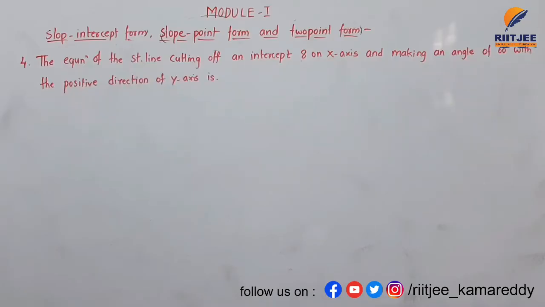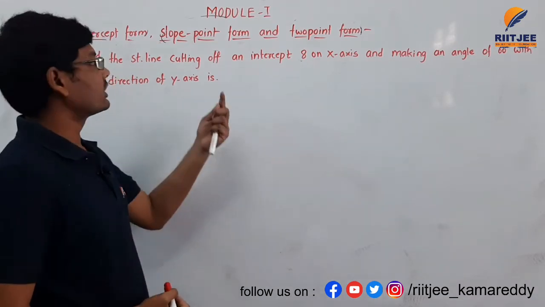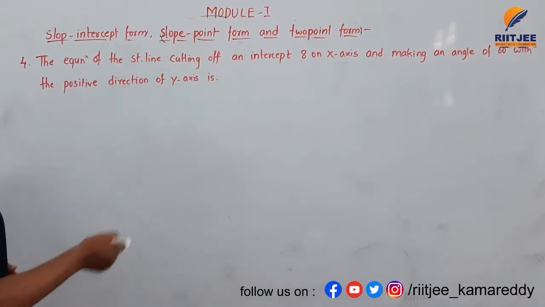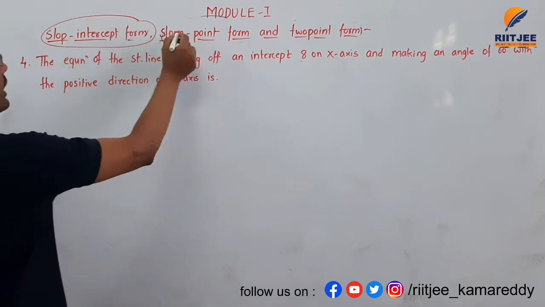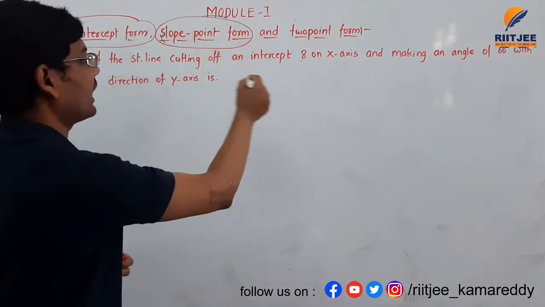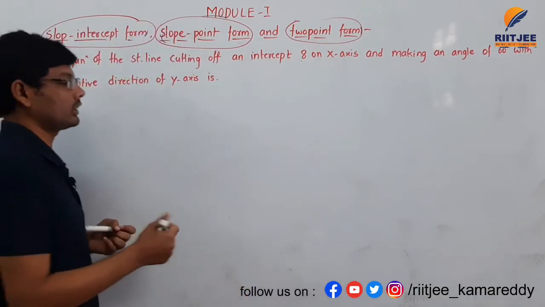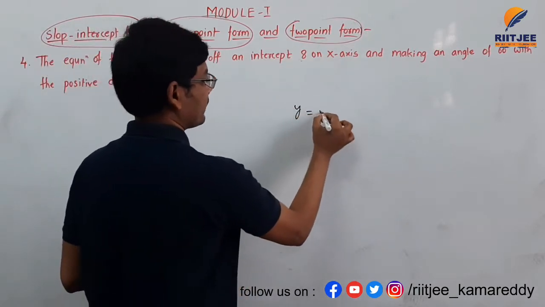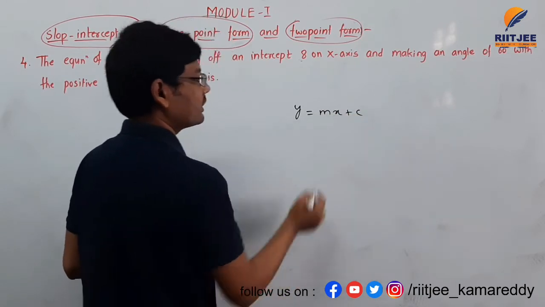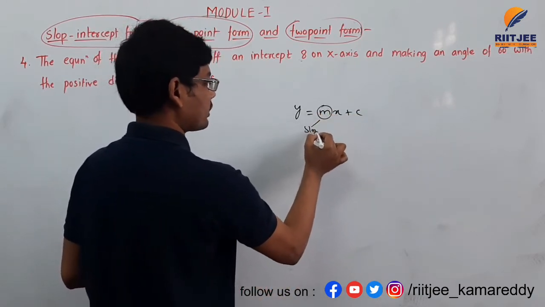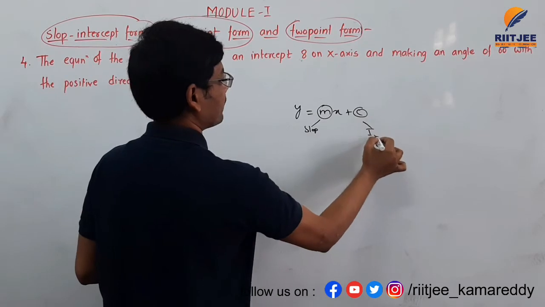Now the second topic in module 1 is slope and intercept form, slope and point form, and two-point form. Here 3 forms are there. What is meant by slope and intercept form? y is equal to mx plus c. Here m is the slope and c is the intercept.